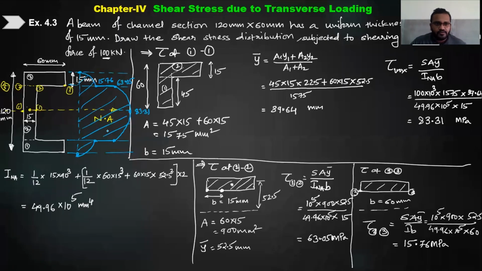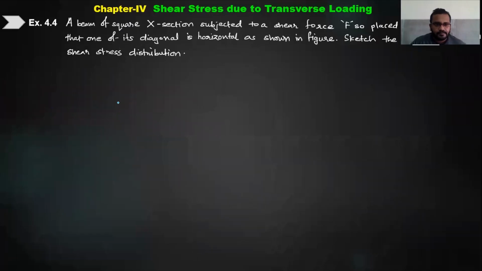So let's go further. Now we have another question, 4.4. A beam of a square cross section subjected to a shear force is placed so that one of its diagonals is horizontal. That means the square section is not placed straight, its diagonal is horizontal, that is, it is placed in a diamond shape. Okay, sketch the shear stress distribution for that.